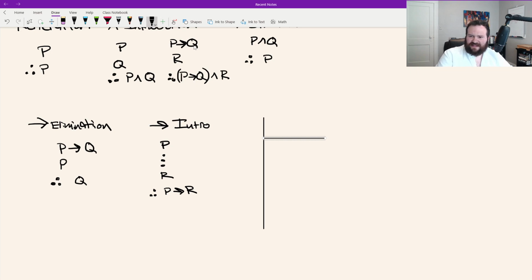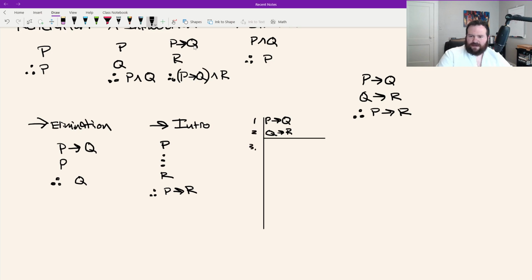Okay. And let's say you know that if P, then Q, and if Q, then R. These are your two premises. Let's write it out in argument form. If P, then Q, if Q, then R, and I want to derive if P, then R. Okay? That's what I'm looking for. So we have our premises here now.